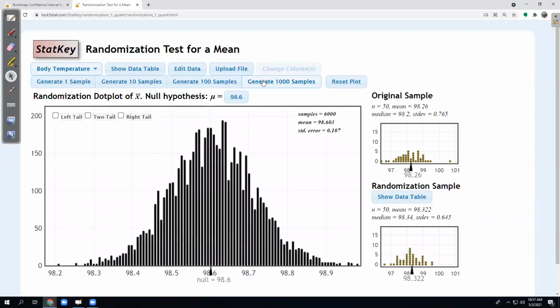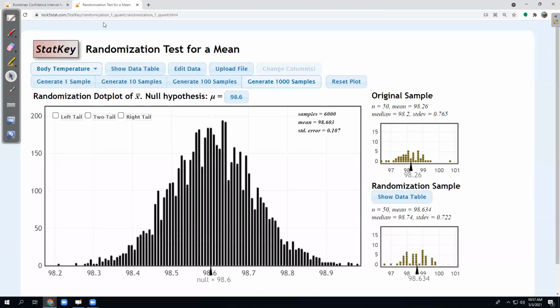And usually I like to get at least 6,000, so there's 6,000 right there. So then I ask the question, all right, if we're expecting 98.6 to be the mean of all samples of humans, how weird is this 98.26 for my sample?